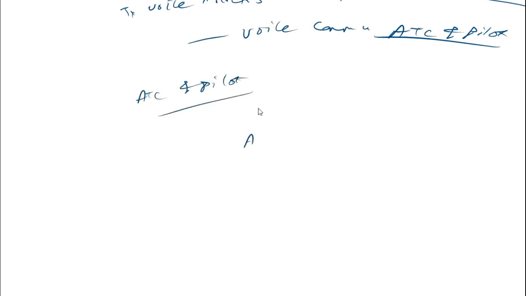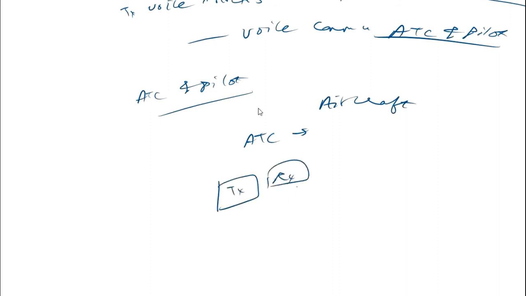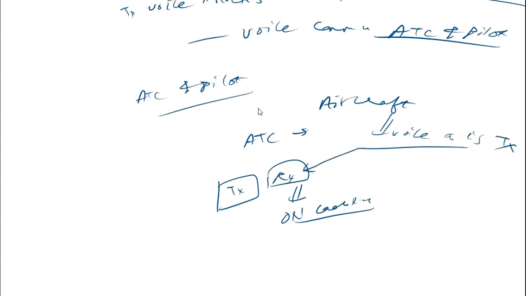Now the next thing is how the ATC will come to know about an aircraft. The ATC, which has a transmitter and receiver, will always keep the receiver on. Whenever any aircraft transmits some voice on its transmitter, it will be received by the ATC receiver, and then ATC will know that an aircraft is trying to communicate with him. Once he receives it, he will reply using his transmitter. This way the communication happens.